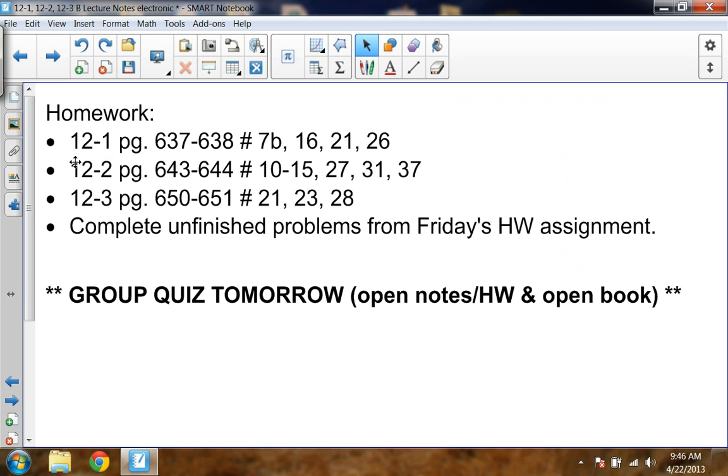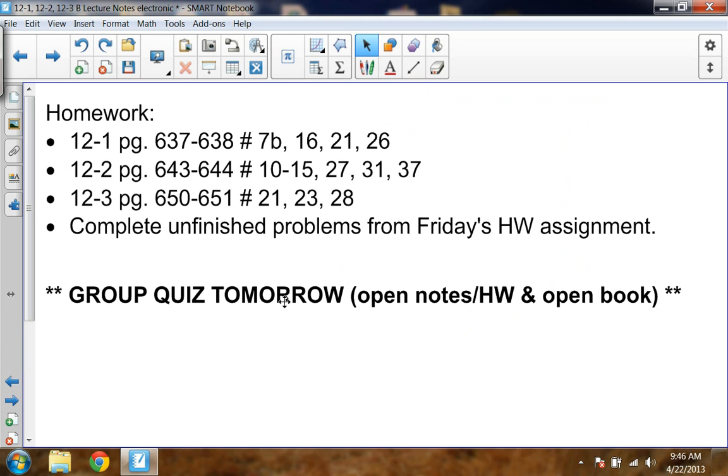Okay, finally, in summary, here's your homework. You have these problems, not too many, and they're actually pretty straightforward, and they should be based on all this stuff. And if this stuff helped you today, complete any unfinished problems from Friday's homework assignment. So if there's something that you didn't know before, maybe you can now go back and finish it.